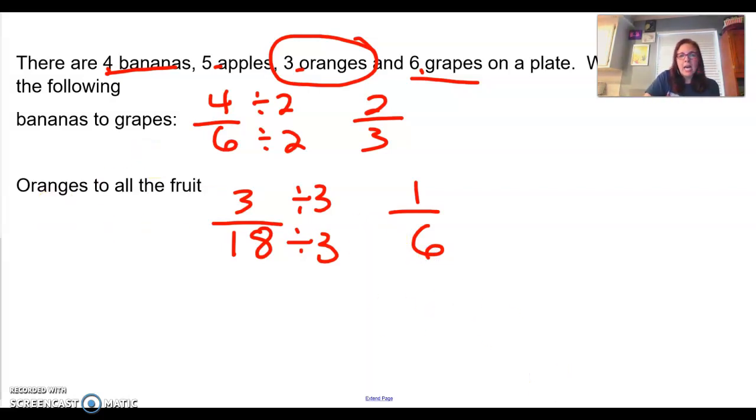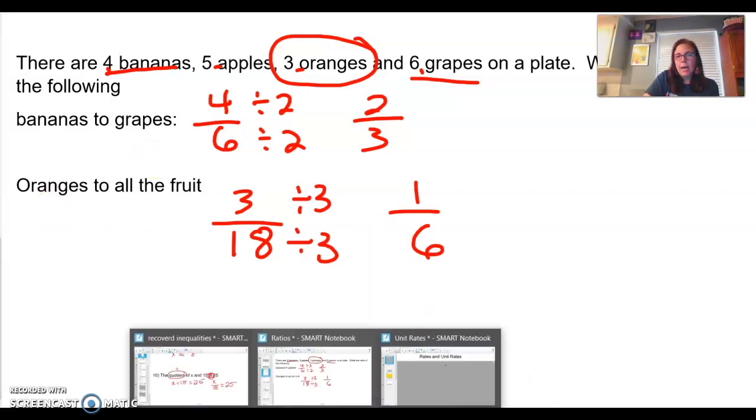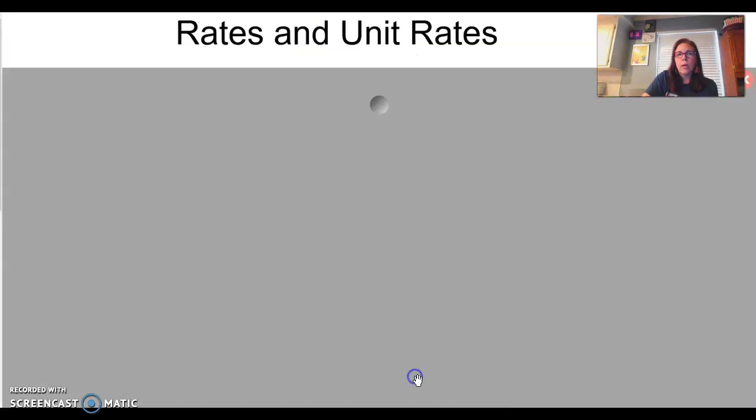Okay, now we're going to talk a little bit about unit rates. You can put rates as well, rates and unit rate, but we're going to focus on unit rates.